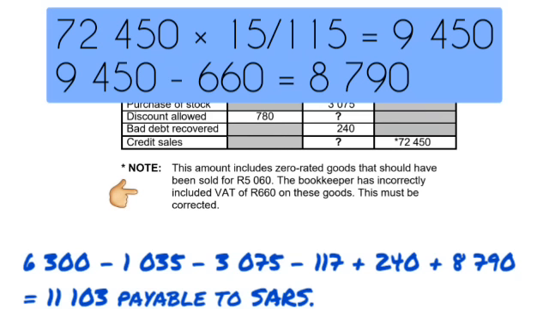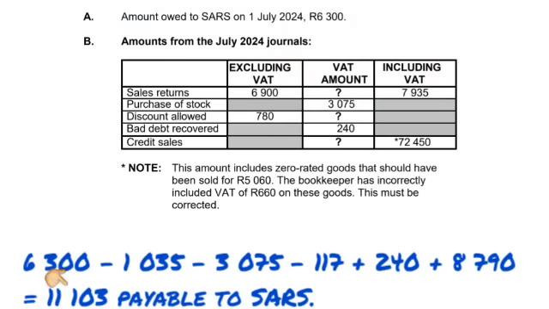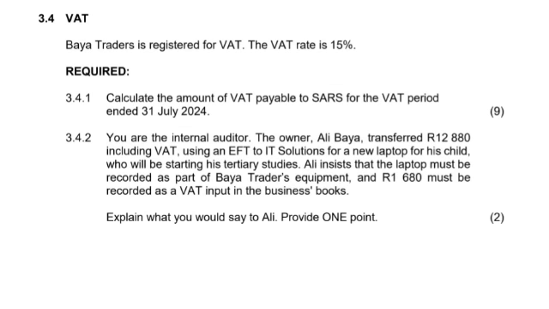So our calculation starts with the 72,450. Because it was an amount including VAT, we are going to use the fraction 15 over 115 and it gives me 9,450. What do I do with the 9,450? I minus the 660 and it gives me 8,790 that I'm going to add because this is an income. Remember, it's an amount of credit sales. And then my total payable to SARS is going to be 11,103. And then you say it's payable to SARS.